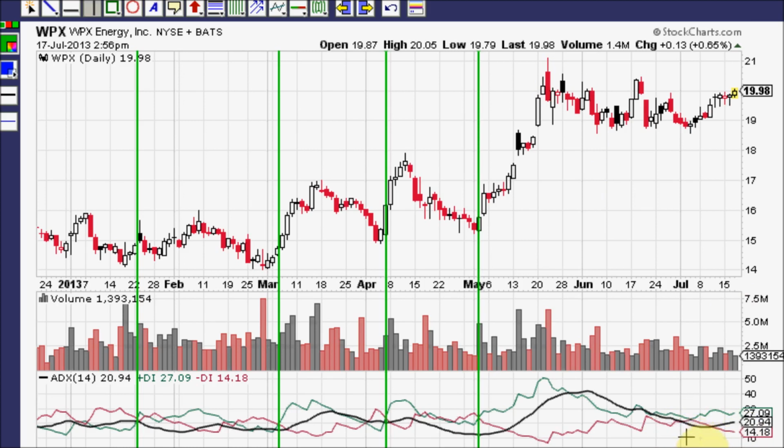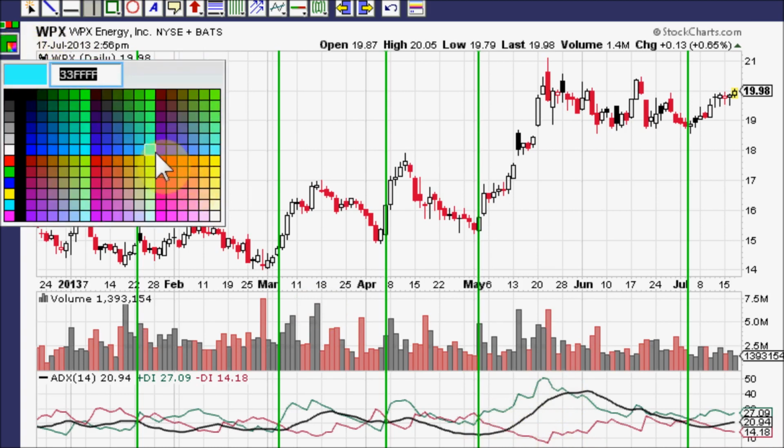But right here, the DI plus started going up and diverging from the down-ticking DI minus. So let's just go ahead and pick that spot right there. The stock moved from $19 to almost $20. Okay, so whenever you see the DI plus diverging from the down-ticking DI minus, that's bullish. So let's go ahead and look at some of the sell signals this has given.